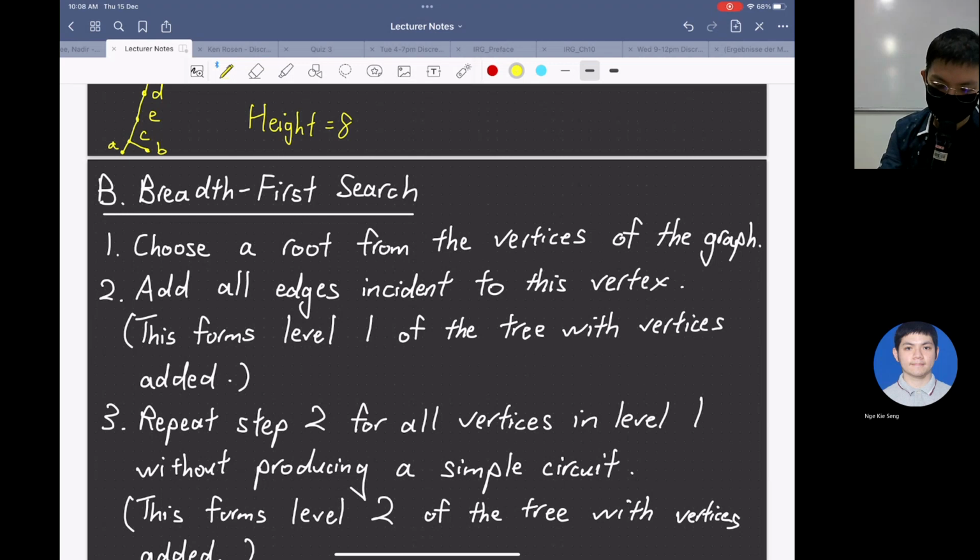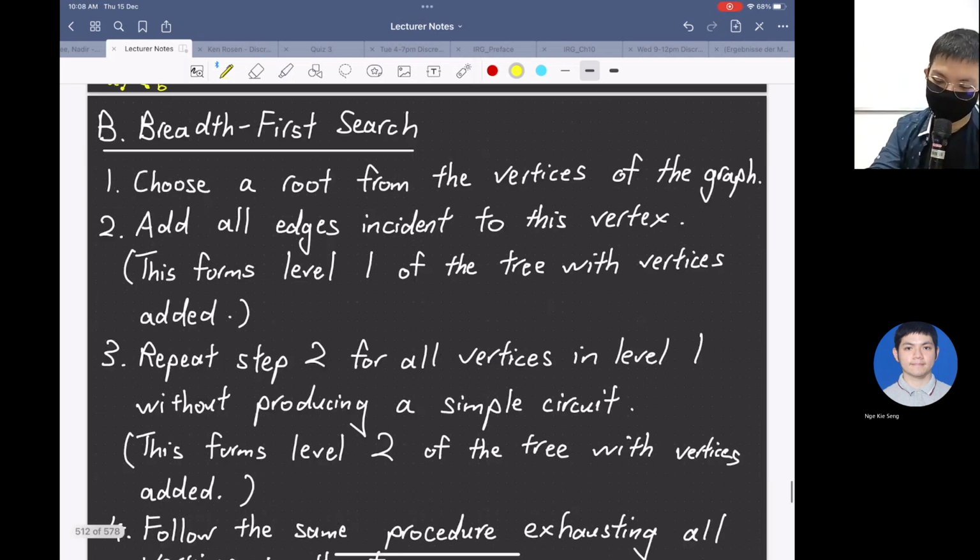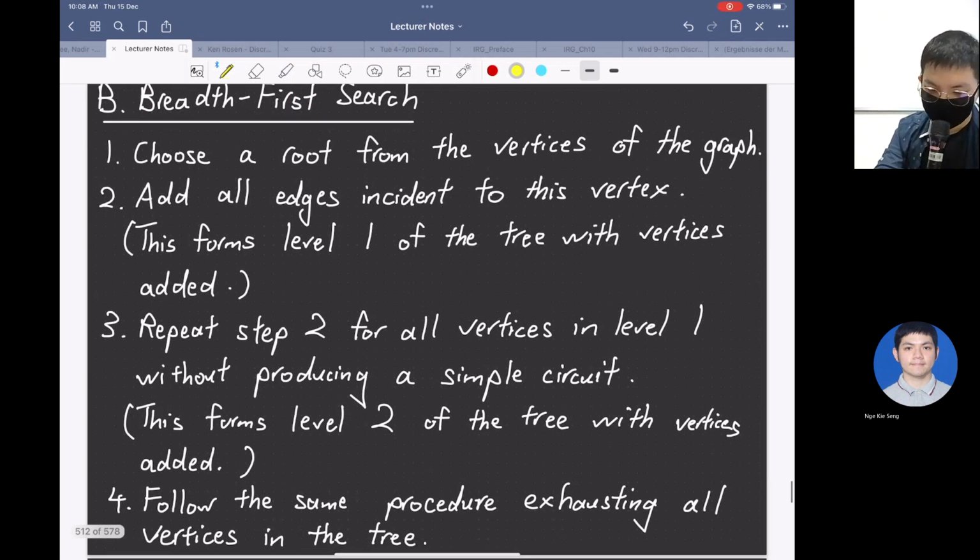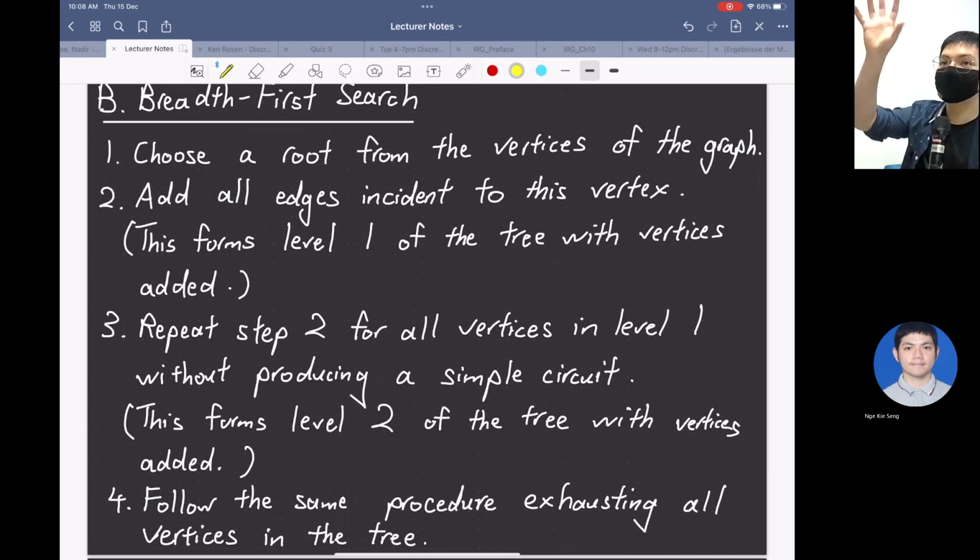So what you do is also pick a random root, a random vertex. And then the second step is different. You add all the edges incident to this vertex first. So every vertex that's adjacent to it, you add all of them. And then you repeat this step for all the children until you obtain your spanning tree.